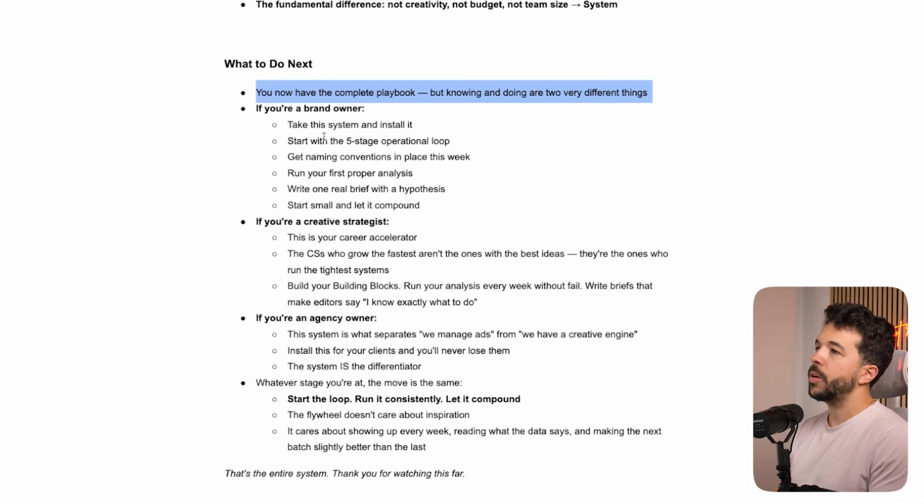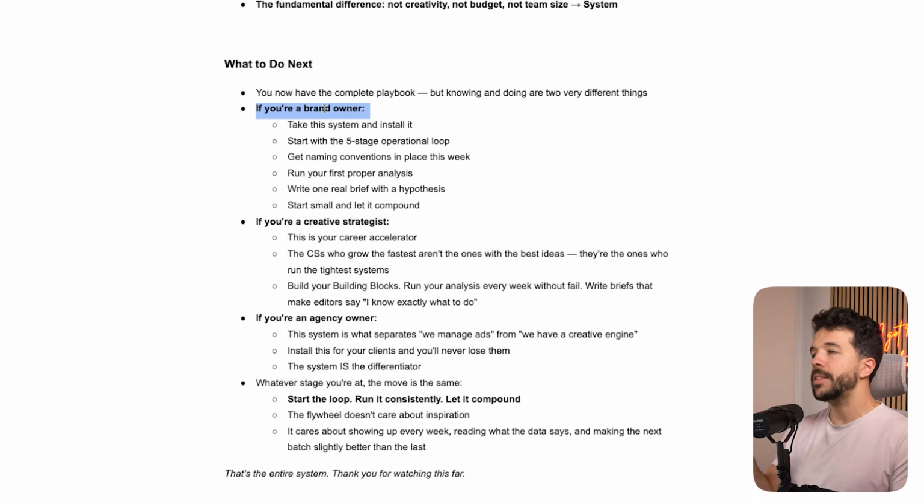So if you are a brand owner, you can take this system, you can install it, you can start with a 5-stage operational loop, get the naming convention in place, run your first proper analysis, write one real brief with a hypothesis, start small and let it compound. This is gonna take probably a few months.